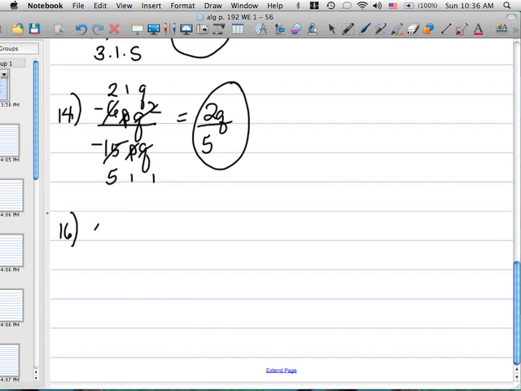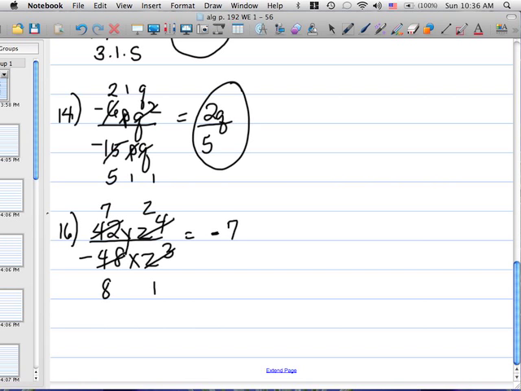Problem 16, we have 42yz to the 4th over negative 48xz cubed. Our answer is going to be negative, so I'm just going to put that down right now because I have a positive divided by negative. And 6 goes into 42 7, and 6 goes into 48 8. We can't do anything with the y and the x, but we can take out 3 z's on the bottom, 3 z's on the top, leaving a z. So on the top we have negative 7yz, and on the bottom 8x. Keep the negative sign at the top or in front of the fraction bar.